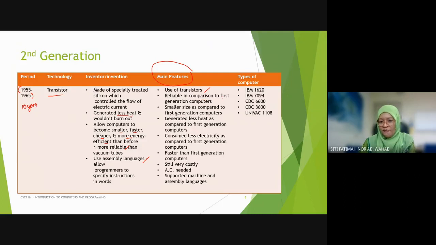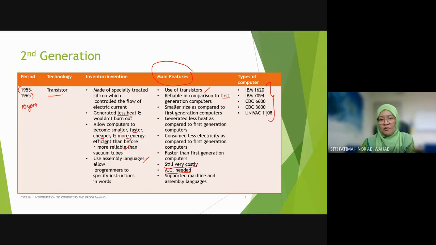Compared to the first generation computers, it has smaller size, generated less heat, consumed less electricity, and is faster, but it is still very costly and AC is still needed. It supports machine and assembly languages.